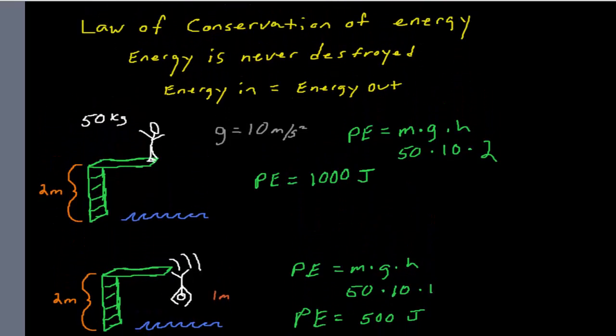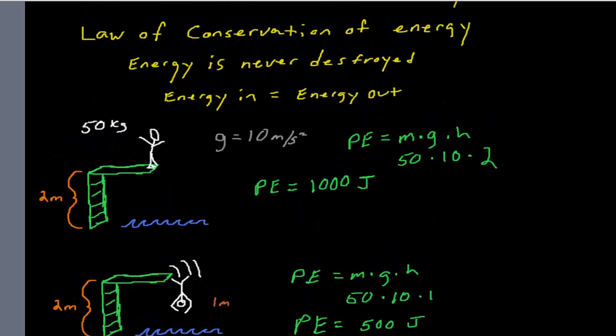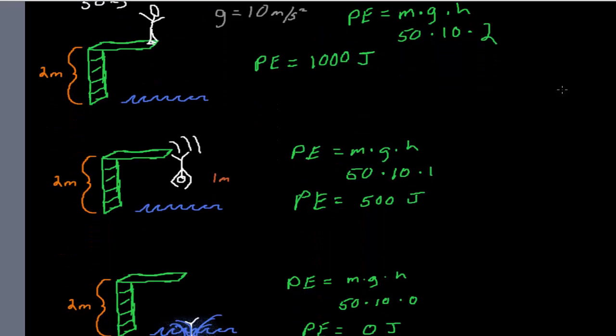Now, we just said the law of conservation says energy is never destroyed. It never just disappears, so it had to go somewhere. Where did it go? Well, if you notice right here, he's not moving. So his kinetic energy, the energy of his movement, is 0 joules.